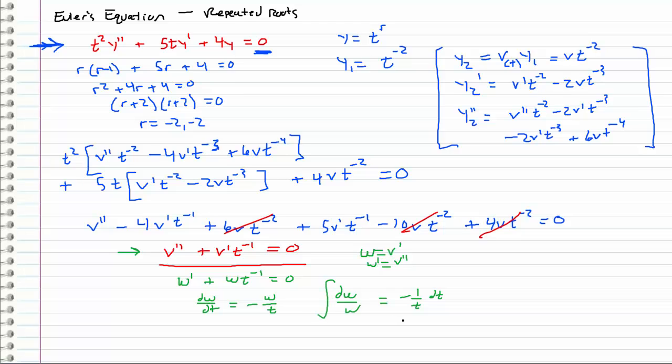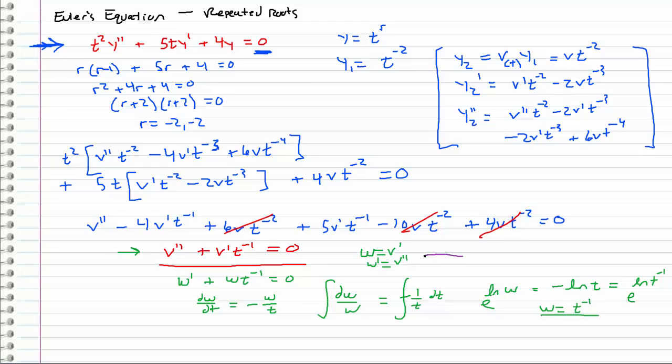Okay, so let's integrate both sides. This integral gives us natural log of w, and this integral gives us the negative natural log of t. I'm not going to worry about keeping up with the constant because that's just going to come in at the end. So I'm going to rewrite this as ln of t to the -1. I'm going to take advantage of the properties of logarithms so that I can e both of these sides, and I get w is equal to t to the -1.